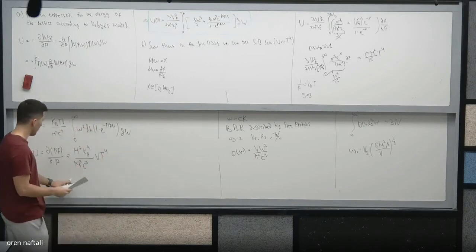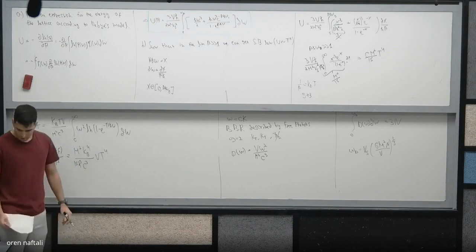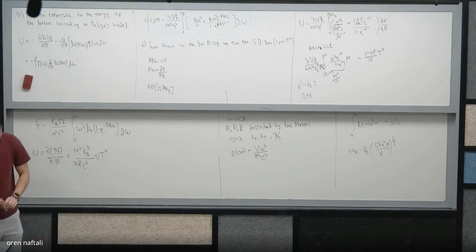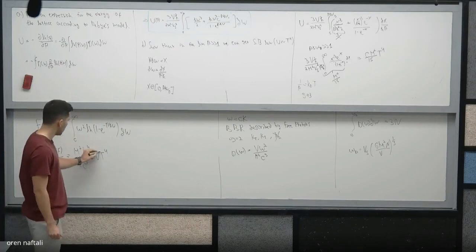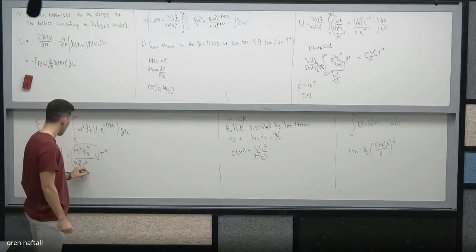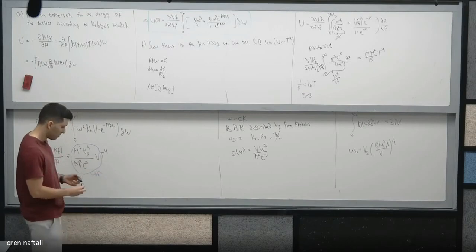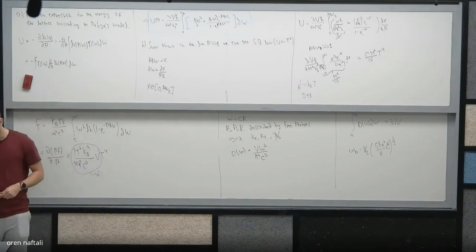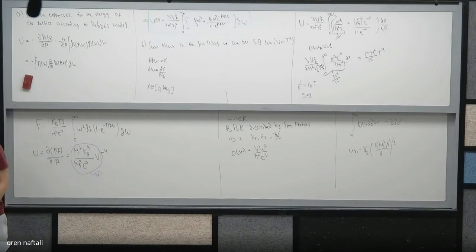And this is the Stefan-Boltzmann law, where you will see later in astrophysics, when you work with this quantity, that you call this sigma. That's it. Any questions?